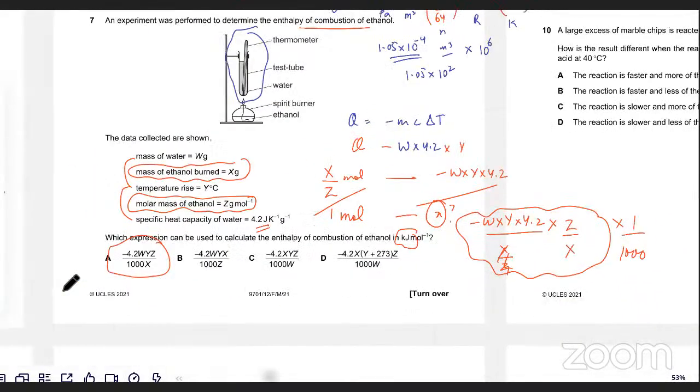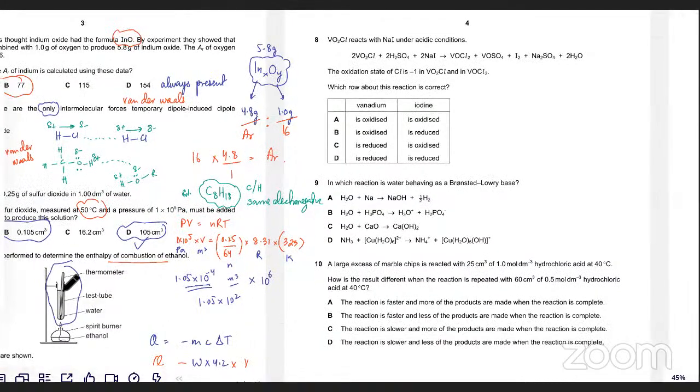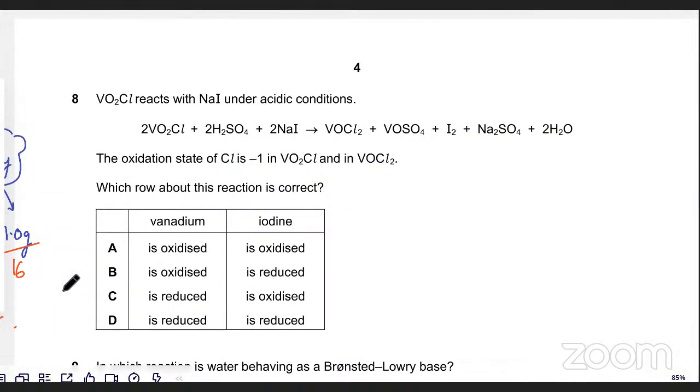Next one is, anyways, this one, the March paper, is kind of a tough one because it requires a lot of calculations, so it's pretty time consuming. You have this question: which row about this reaction is correct? So the equation is given. He's saying vanadium is oxidized. So let's look at vanadium. What's happening to it? He's already told us that Cl is -1, right? So what's happening to vanadium?